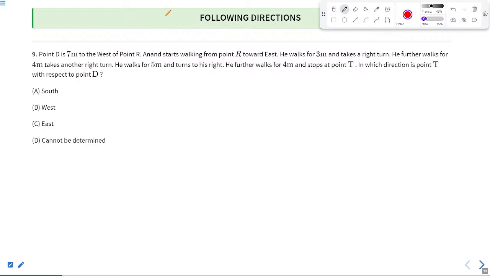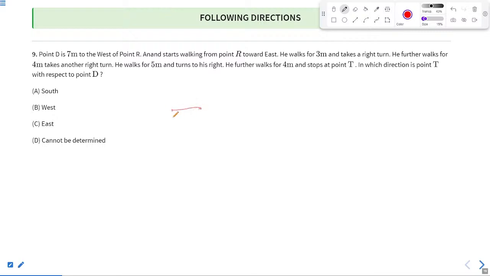Point D is 7 meters in the west of point R. Anand walks from point R towards east. He walks 3 meters and takes a right turn. Further walks 4 meters and takes another right turn. Walks 5 meters and then turns right. Further 4 meters and stops at point D. In which direction is point D with respect to point D?